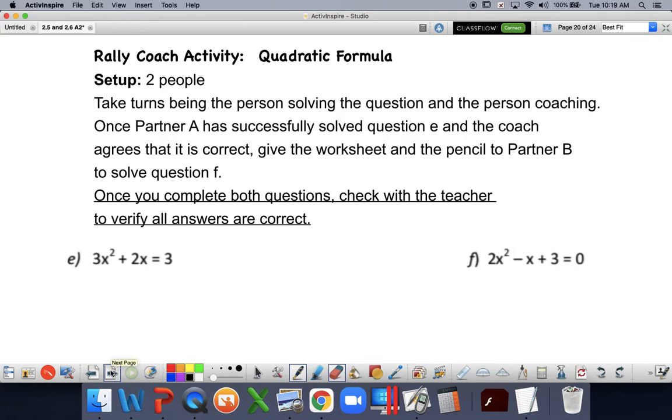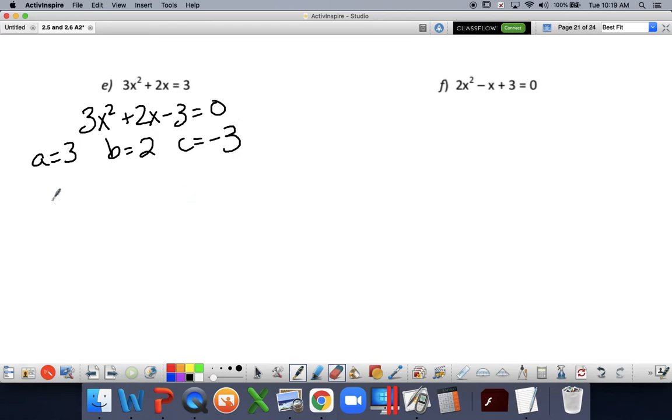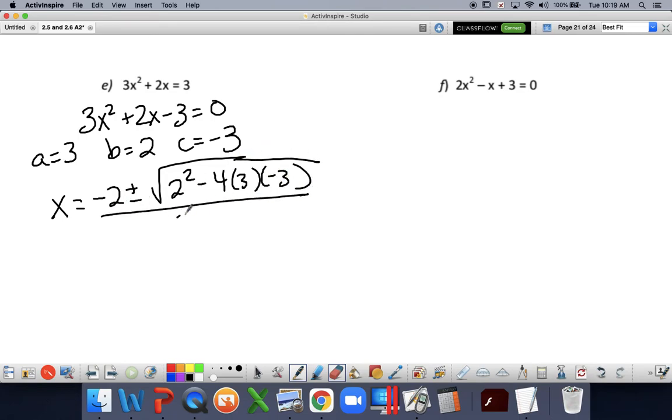Let's do letter E. My a value is 3, my b is 2, my c is negative 3. x equals opposite b plus or minus the square root of b squared minus 4ac all over 2a.